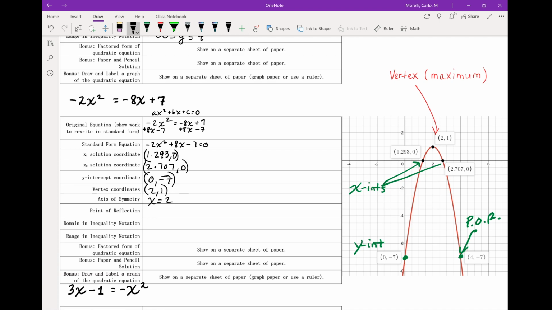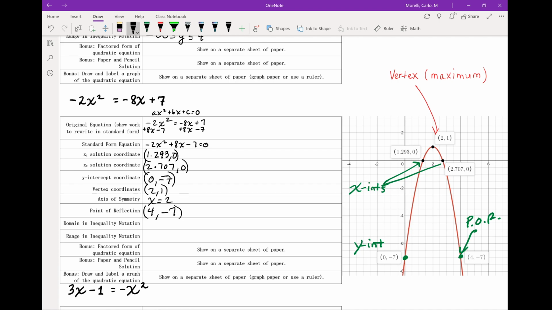The axis of symmetry. Okay, now the point of reflection is going to be the point opposite the y-intercept. If the y-intercept is at 0, negative 7, what you're going to do is multiply the x-coordinate of the vertex times 2. The x-coordinate of the vertex is 2, so 2 times 2 is 4, comma, the y-intercept, which is negative 7.